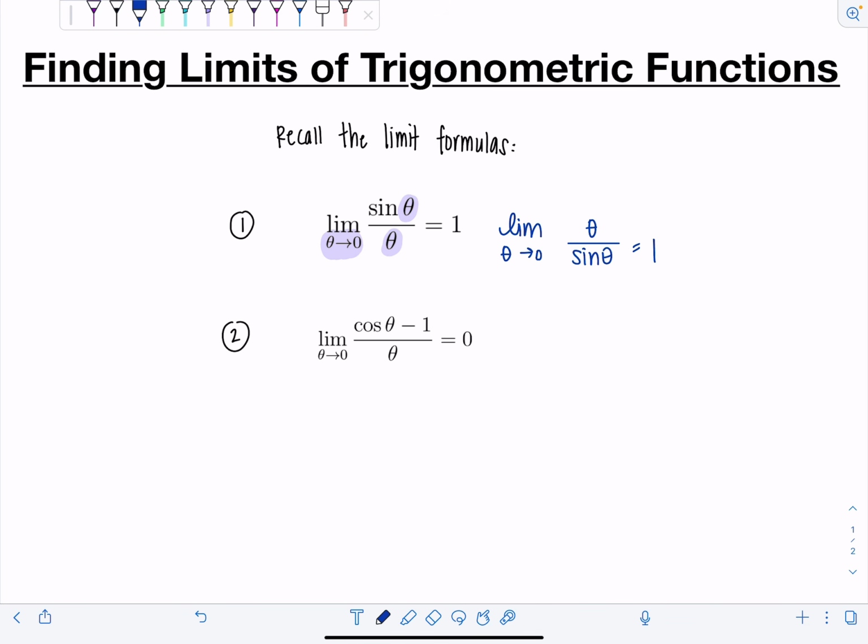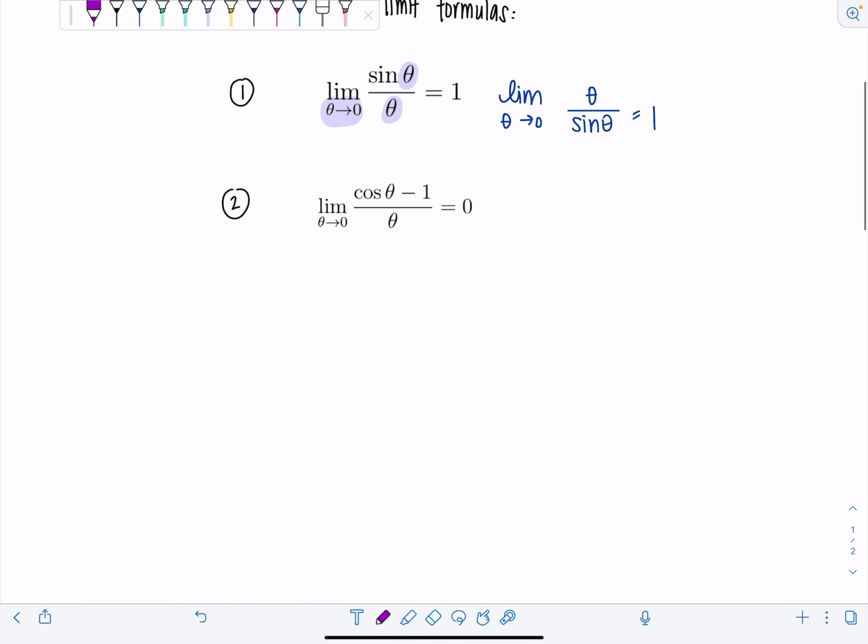Second one that we use is that the limit as theta approaches 0 of cosine theta minus 1 over theta is equal to 0. And in this case, no, the limit of the reciprocal will not have the same value because the reciprocal of 0 is not 0. But there is one variation that we can use, and that is the limit as theta approaches 0 of 1 minus cosine theta over theta is also equal to 0.